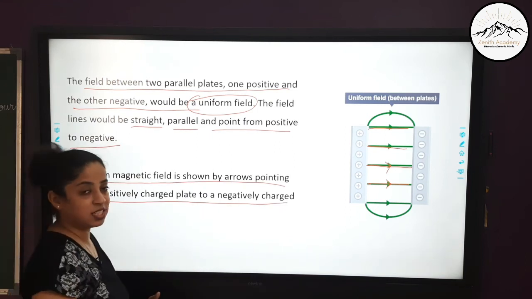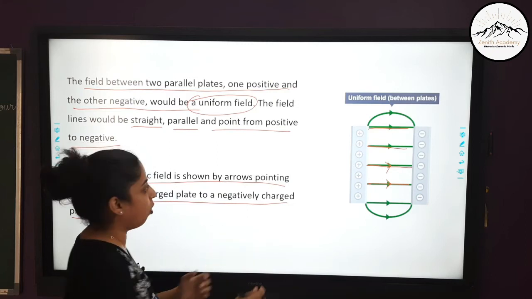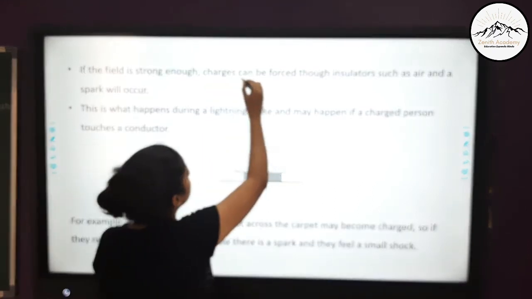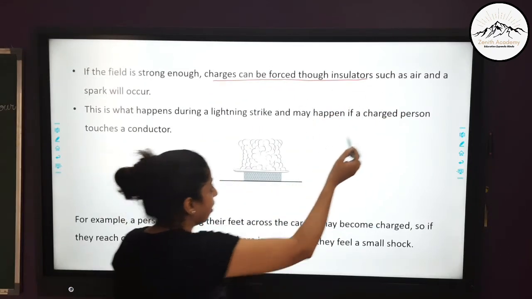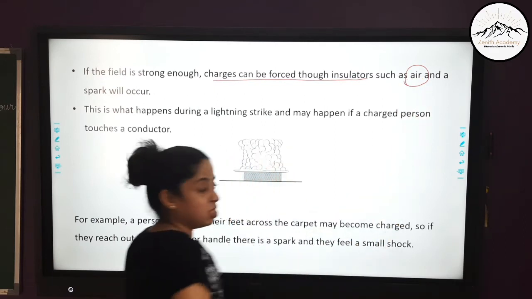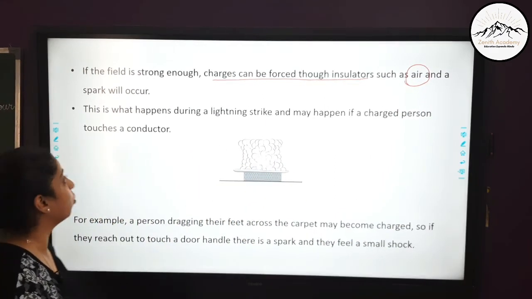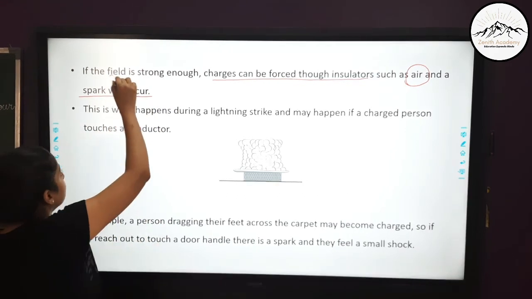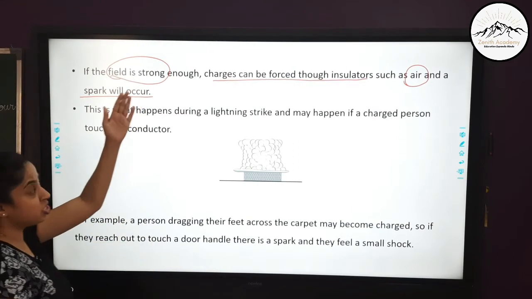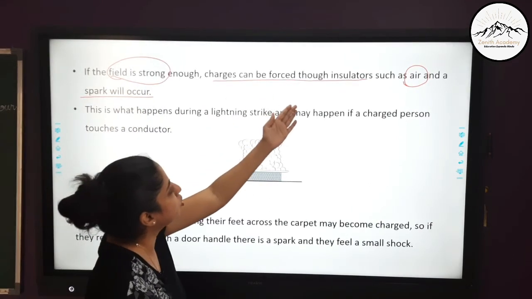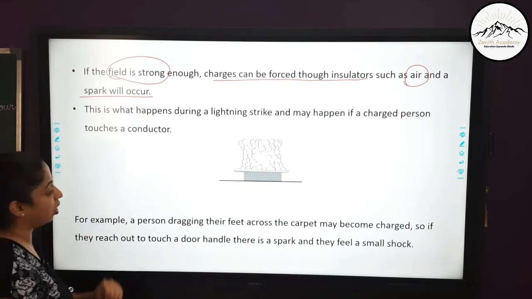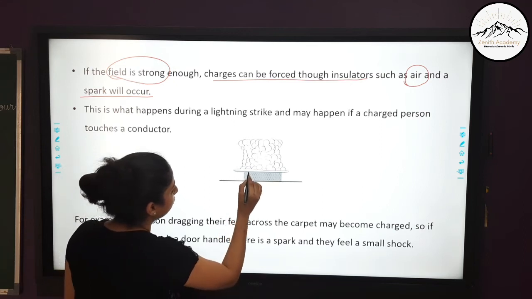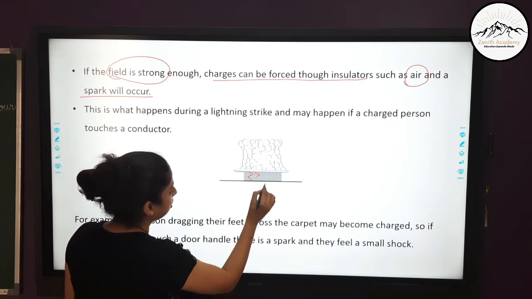Now there are also chances that these electrons leak out. See, if the field is strong enough, the charges can be forced through the insulators such as air. So even through the insulators the charges can be forced through, and then in that case a spark will occur. And when this happens, when the field is very strong, charges can be forced through insulators such as air and a spark will occur. So this happens in lightning. So if the field is strong, you can see the sparks coming out during lightning.